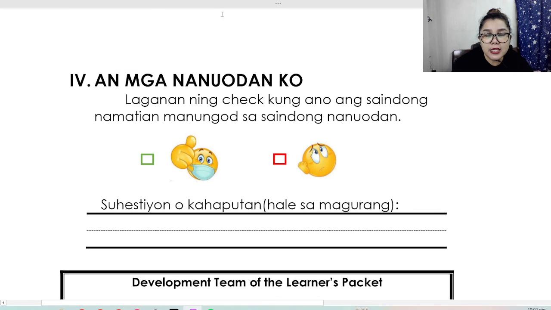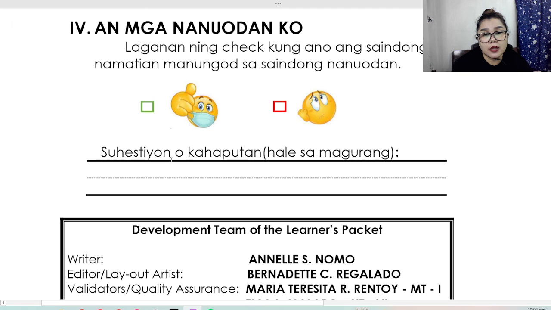And then lastly, ano ang mga natutunan ko. Check kung ano ang nararamdaman ninyo. How did you feel? Did you feel okay or still confused? So put a check on the green or red box. And then suggestion from the parents, write it here kahit maikli lang.